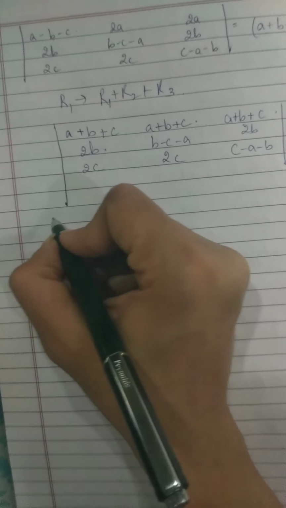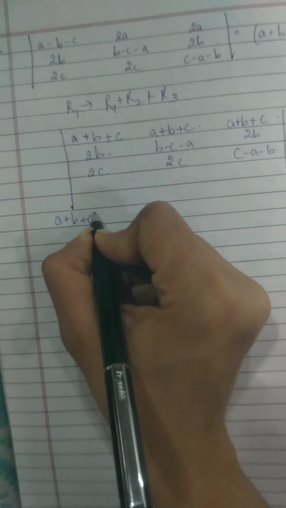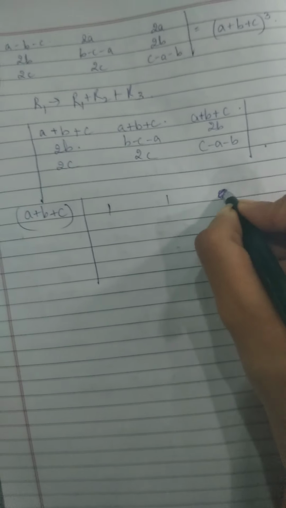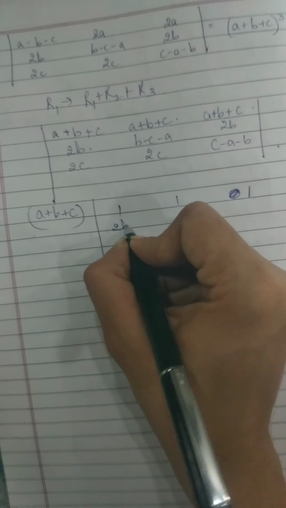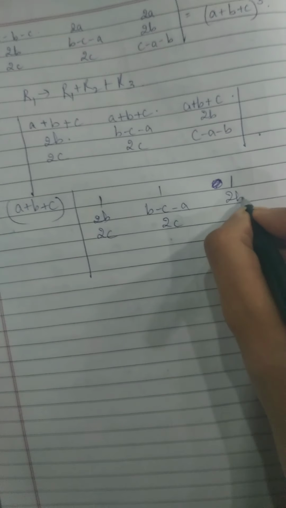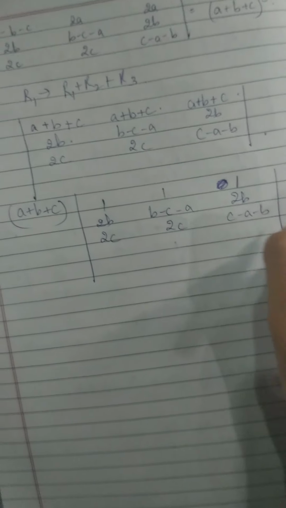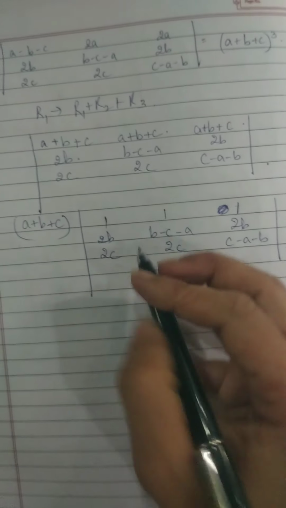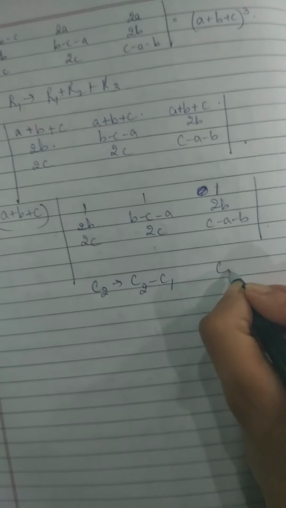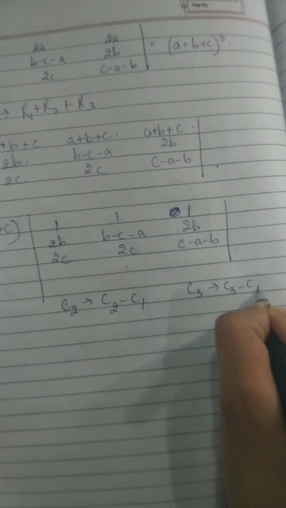Next step, take a plus b plus c as common. This is 1, 1, 0. Sorry, 1, 1, 1. 2b, 2c. Next, two elements to be made 0. So I can apply C2 is C2 minus C1 and C3 is C3 minus C1.